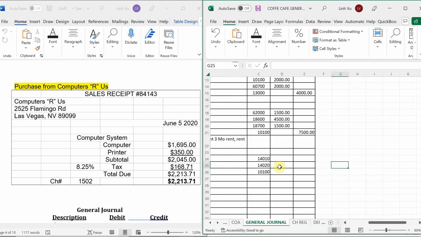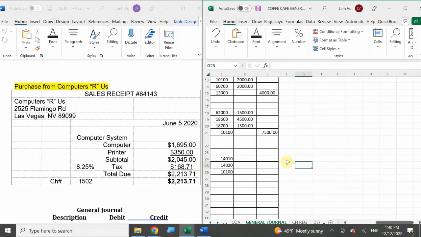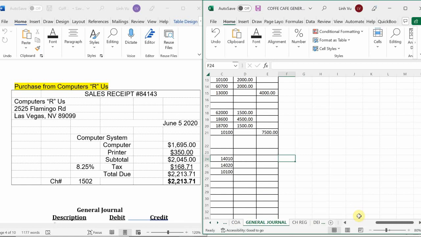So what do you mean by that? That means you take the 8.25%, and if you enter the price of the computer system, which is 1,695, you're going to have $139.84 tax with a total of 1,834.84. That's from the tax app on my phone. Awesome. Okay, so 8.25%. The printer was $350. So times this by 8.25%.